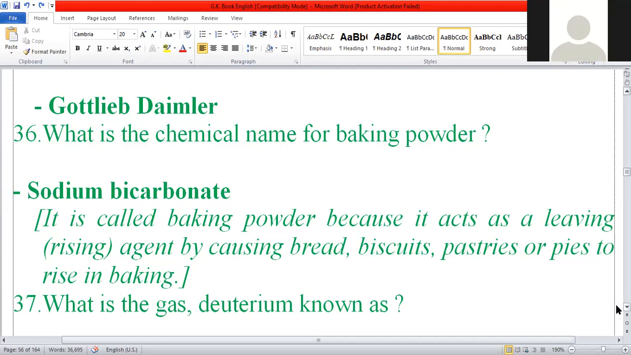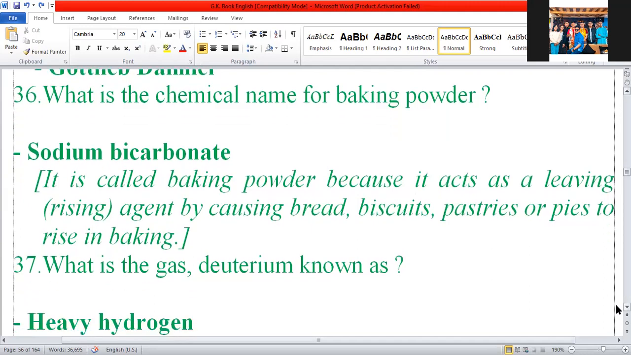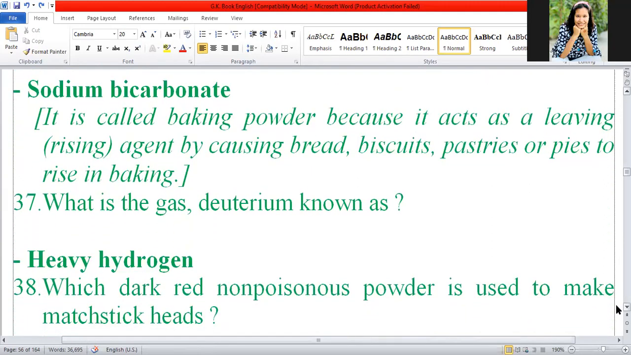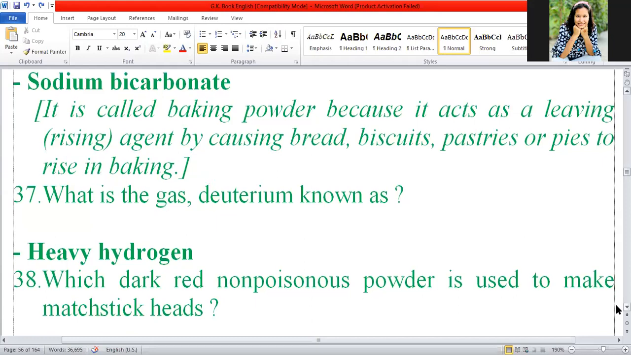Heavy hydrogen. Heavy? Sorry, I didn't get you. Oh, sorry. Heavy hydrogen is the right answer. Congratulations, Anis and Umesh. So question number 38 ma raheko cha: which dark red non-poisonous powder is used to make match sticks head? Barsha, this question goes to you.